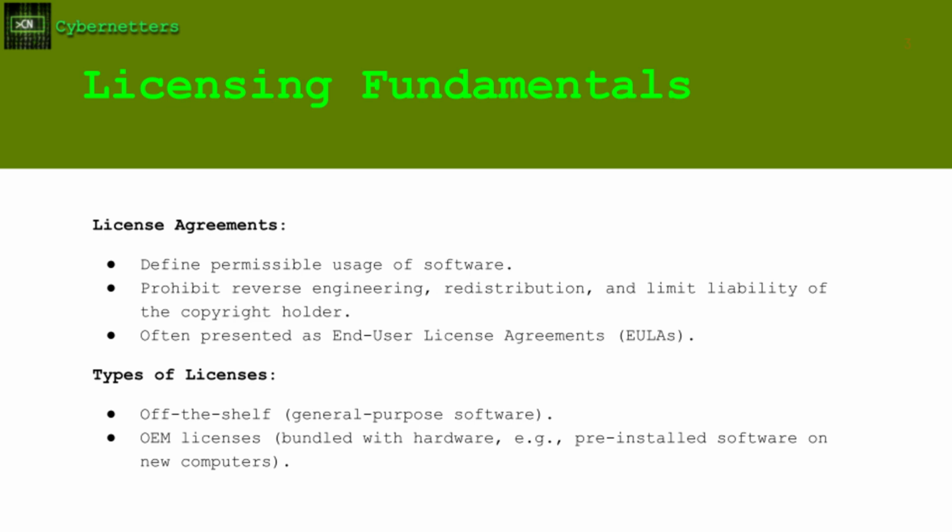Now, there are also different types of licenses to keep in mind. The first one is off the shelf licenses. Think of these as general purpose software that you buy at a store or download. OEM licenses. These come bundled with hardware, like the software pre-installed on a new computer.